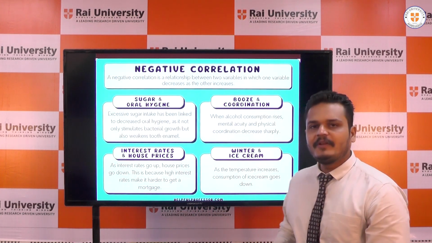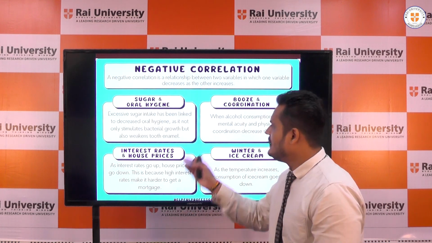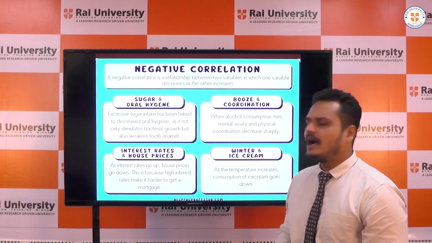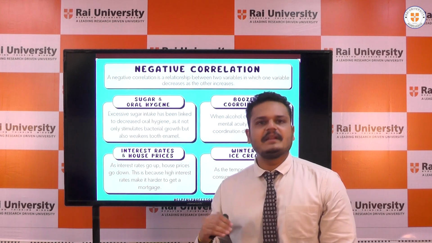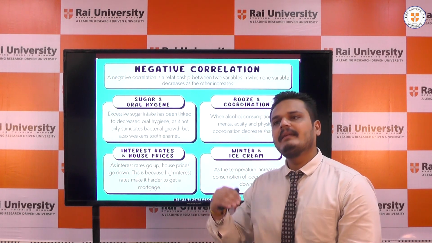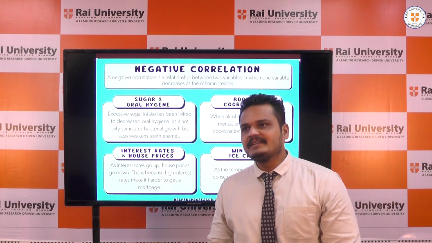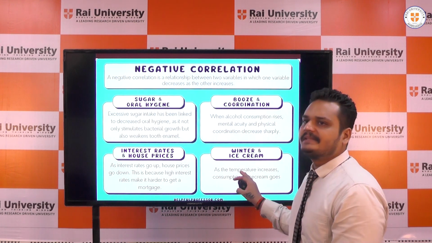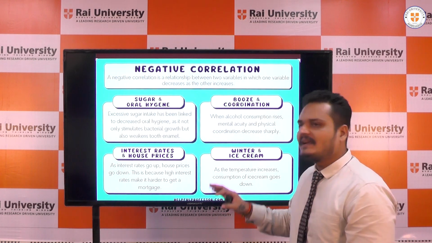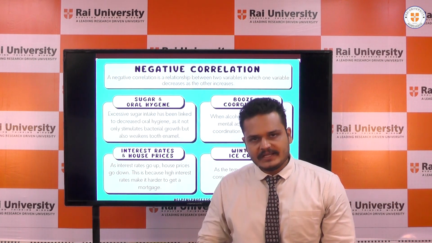Some examples of negative correlation: interest rate and house prices. If interest rates increase, house prices go down. Winter and ice cream consumption. If it is the winter season, ice cream consumption decreases. These are some of the examples of negative correlation.